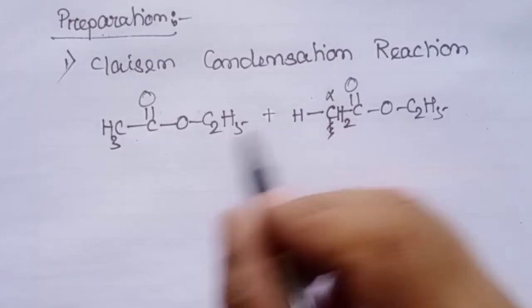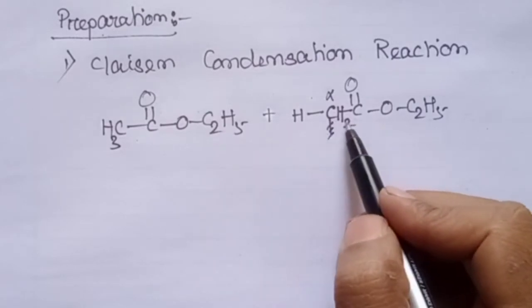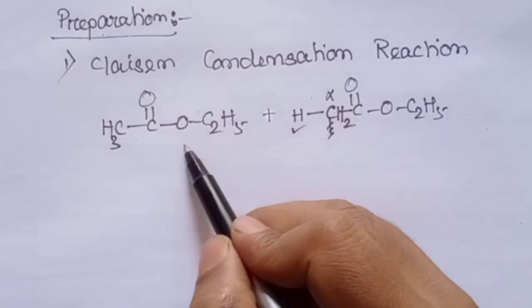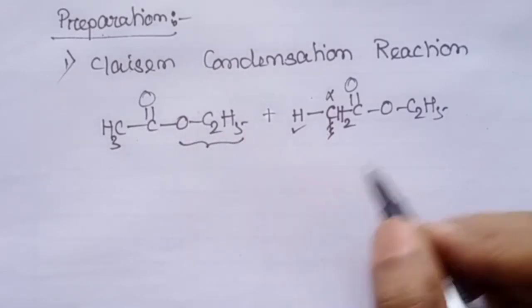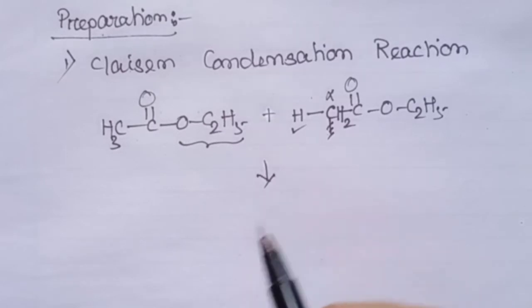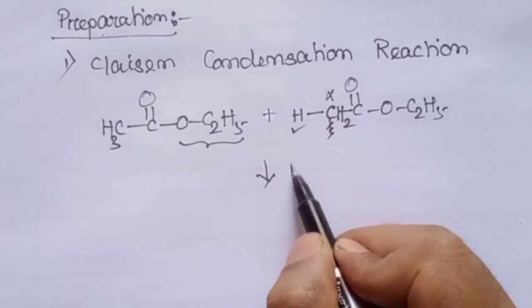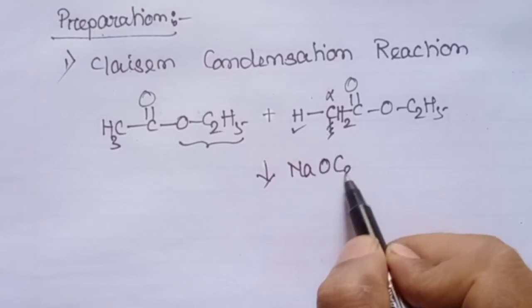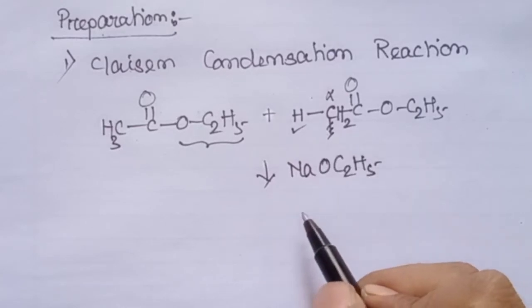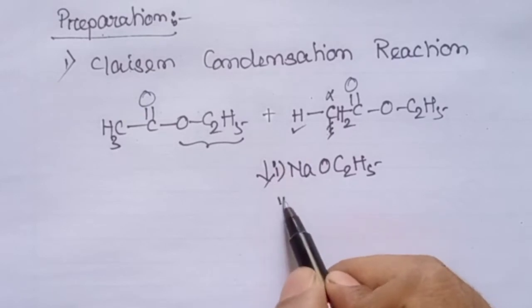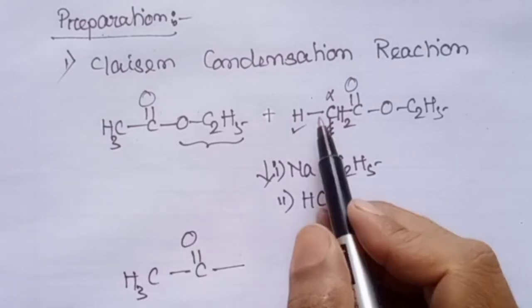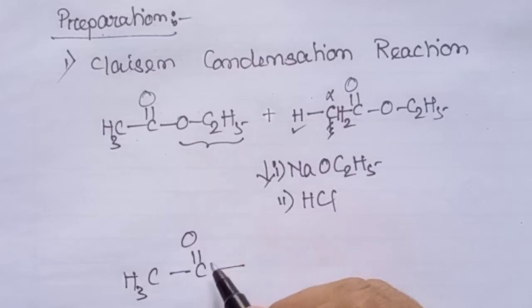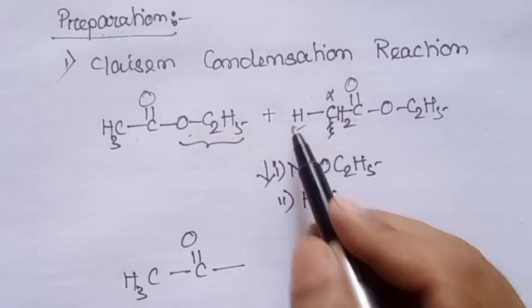Here it can be R also. Since I am considering the same group, that's why I just write it CH2. These particular hydrogens, with the OC2H5 or the alkoxide part, will be removed in the presence of sodium ethoxide, NaOC2H5. This will be the first step, followed by H3O+. It will give CH3, C, double bonded O. Then here it is oxygen and C2H5 will be removed with the hydrogen.